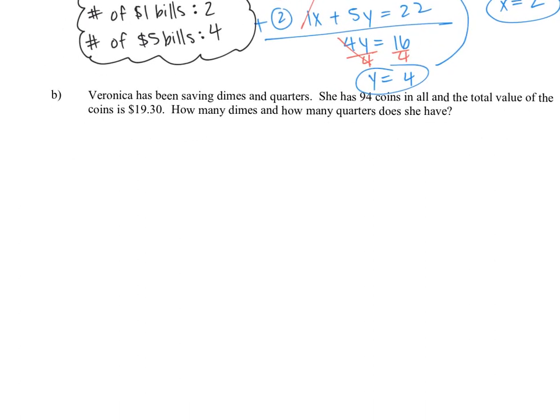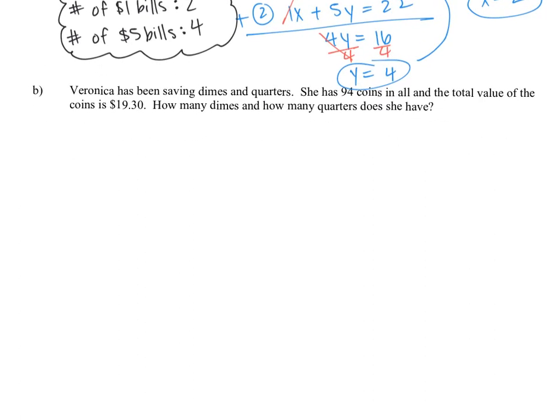And that's how you can use a system of equations to help you solve this problem. All right, for the last one here, it talks about dimes and quarters. Victoria has been saving dimes and quarters. She has 94 coins in all, and the total value of the coins is $19.30. How many dimes and how many quarters does she have? So this problem is very similar to the last one, only we have to deal with coins.